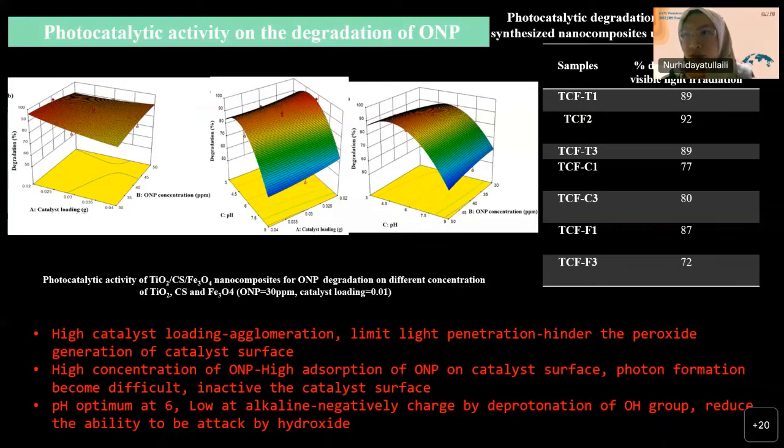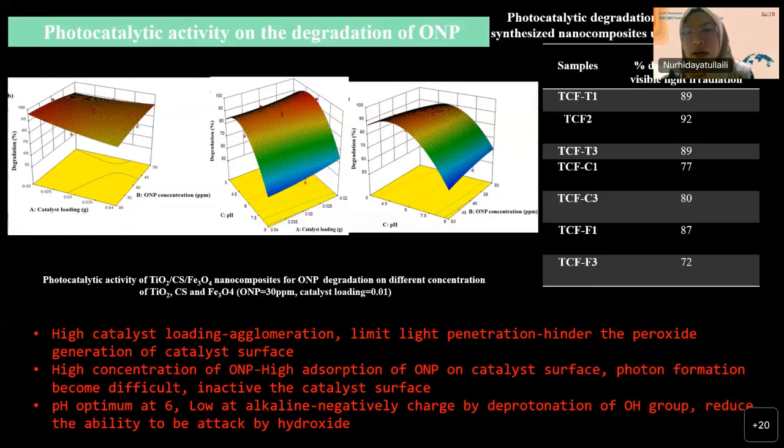Okay, so from the result, it shows that the degradation of the nitrophenol increases with the catalyst loading, but only up to 0.3 gram. Beyond that, the nanoparticles start to agglomerate, and this agglomeration results in limited light penetration, and subsequently it will hinder the peroxide generation at the catalytic surface and reduce the catalytic properties of the system.